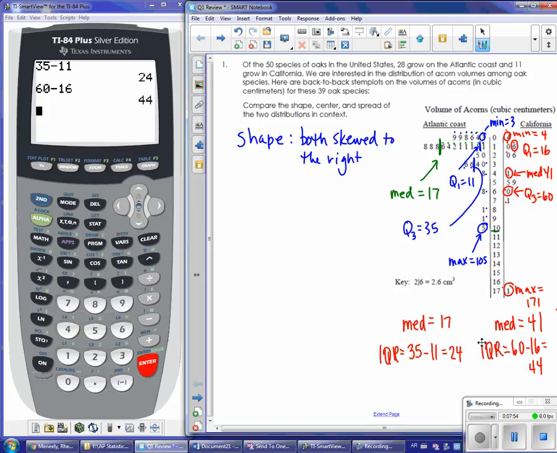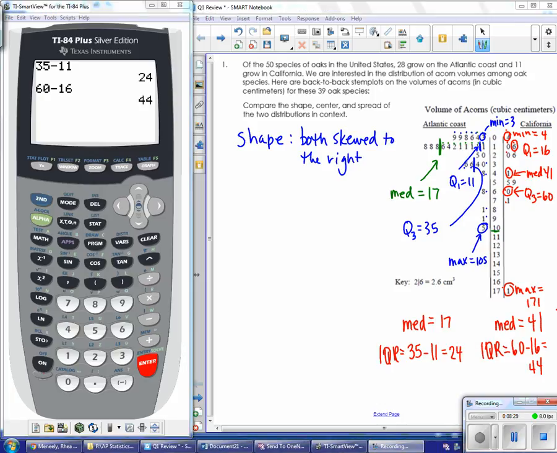In terms of the IQR, when you're talking about the context, you can refer to the consistency. So you might say something like it looks like there's an outlier in California. You'd actually want to check that, though, with your interquartile range rule. But you could certainly say that the interquartile range for California is actually much larger at 44 compared to the interquartile range for Atlantic coast acorns.